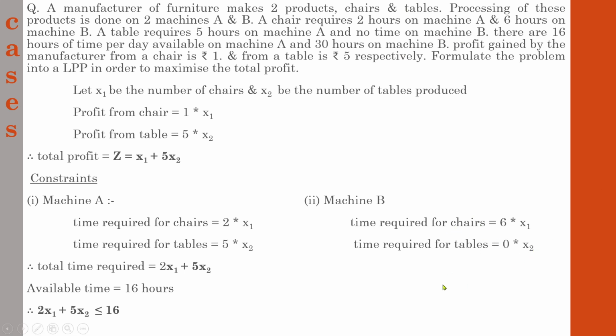So the total time required in case of machine B is 6x1 plus 0, because there is no time required for tables on machine B, and the total hours available for producing the chairs and tables using machine B is 30 hours. It is mentioned in the question. So our next constraint will be 6x1 plus 0 less than or equal to 30, because there are only 30 hours available. We can't use anything more than that. Within that you need to produce these two, and similarly here also these two. So we have prepared the objective function and two constraints based on the details given in the question.